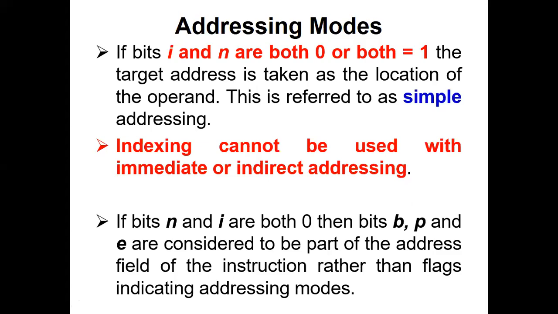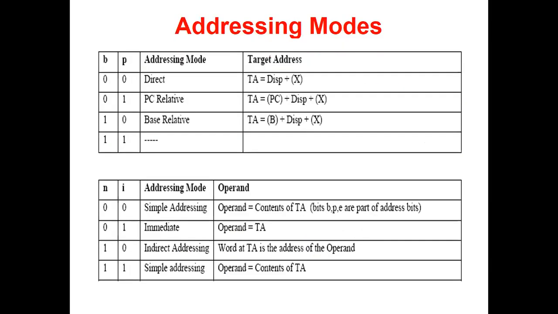All those bits are appended to the displacement, and the whole of those 15 bits now, because the displacement is always 12 bits. But if N and I are both zeros, then bits B, P, and E are appended to the displacement, and we get 15 bits. And those 15 bits become the address. They become the target address. Now that is a summary. Direct addressing.